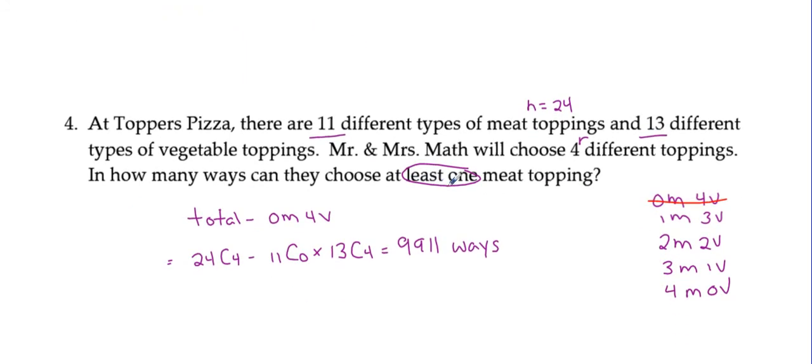For question 4, it's an at least one question. So you're taking the total number of cases, subtract the case that you don't want. So if you want at least 1 meat topping, the case you don't want is 0 meat and 4 vegetable. So in total, 11 plus 13, there are 24 toppings, and we're going to choose 4 of them. And you're going to subtract the case you don't want, which is 0 of the 11 meat toppings and 4 of the 13 veggie toppings.